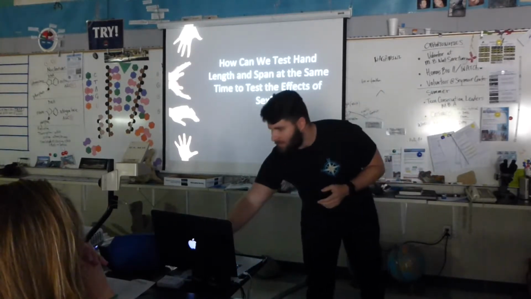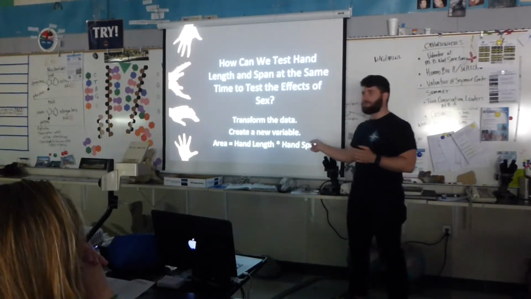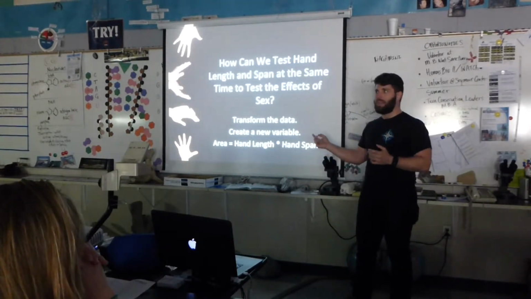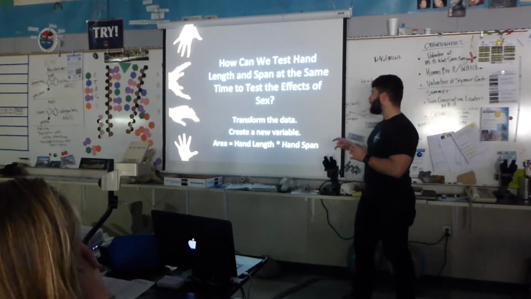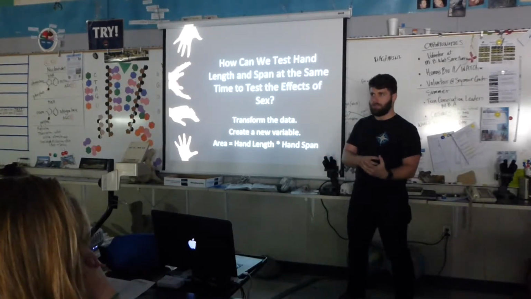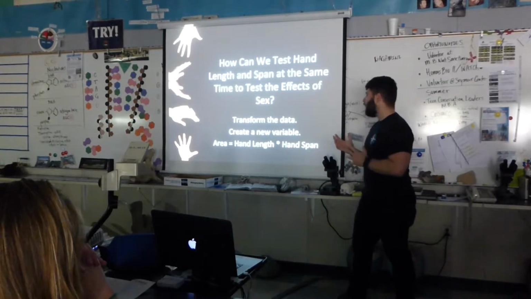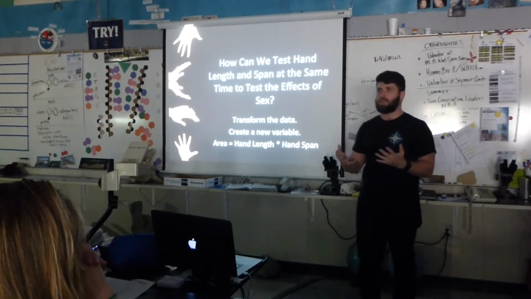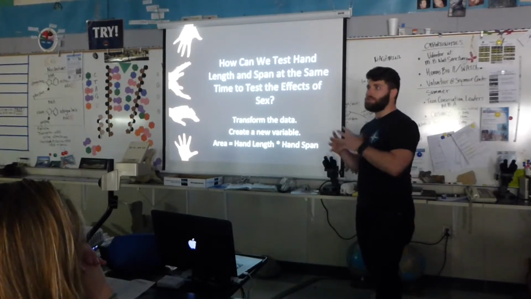The easiest way to do that is to create a new variable. If you multiply hand length by hand span, you get the hand area. Both of those are part of hand area, so you're testing both of them at the same time. Do you understand? The size of your hands, you're getting everything. All of a sudden your units change because now you're working with an area, so you have centimeters squared. So this is the best way to do it.